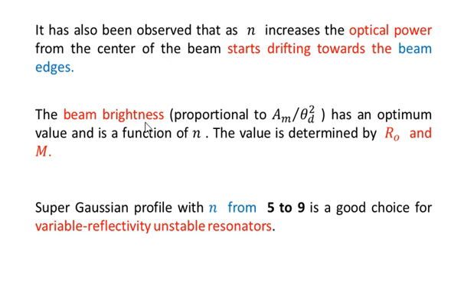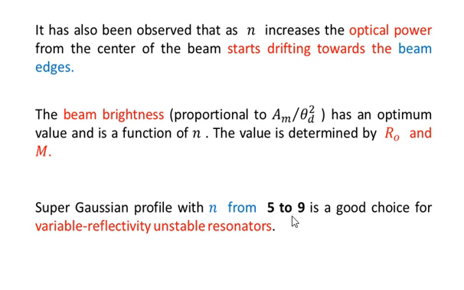The beam brightness, which is proportional to A_m over theta_d squared, where theta_d is the angle of divergence of the beam, has an optimum value and is a function of n. The value is determined by R naught and capital M. So the value of the brightness will be determined by R naught and by the magnification of the system, parameter capital M.